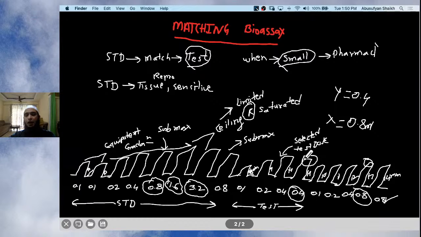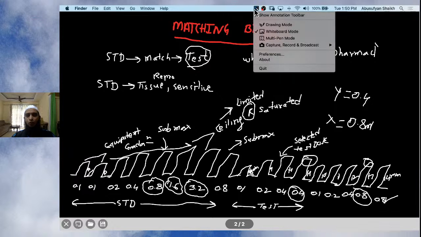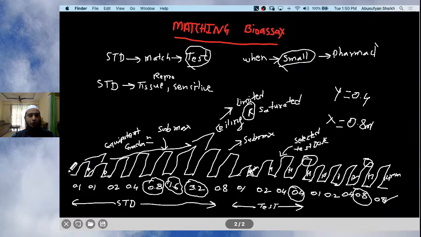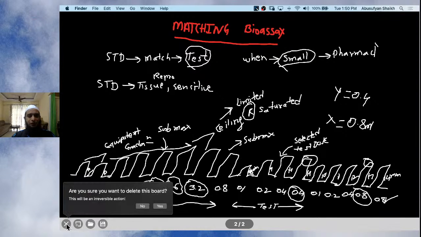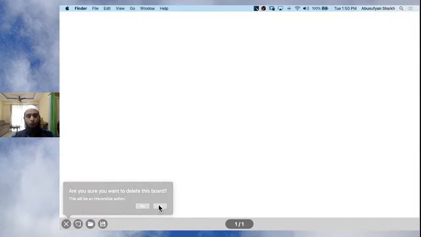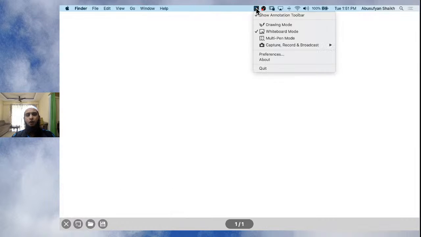Now let's see how to calculate the unknown concentration of the drug by using matching bioassay. I hope up to this it is clear to you. Now I am going to the Excel sheet, where we'll come to know how to calculate the unknown concentration of the drug by using matching bioassay.